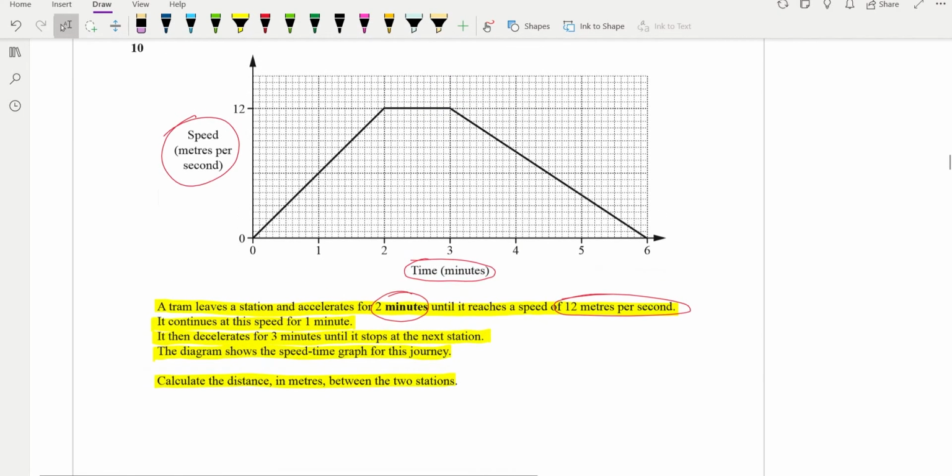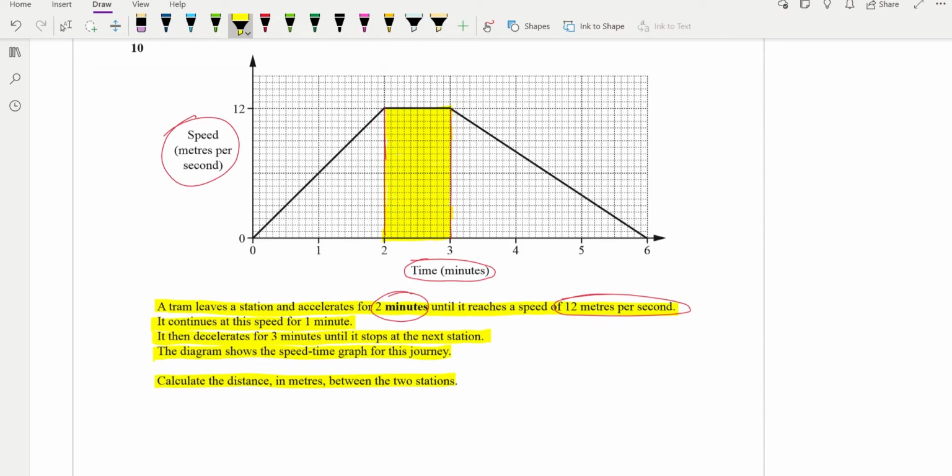For distance we will be checking the area under the graph. We can split the graph into three shapes: the first one will be a triangle and the second one will be a rectangle, like for example this one. We will be checking the area of these three shapes, and that will be the distance covered by the tram. So we will be taking the time also.